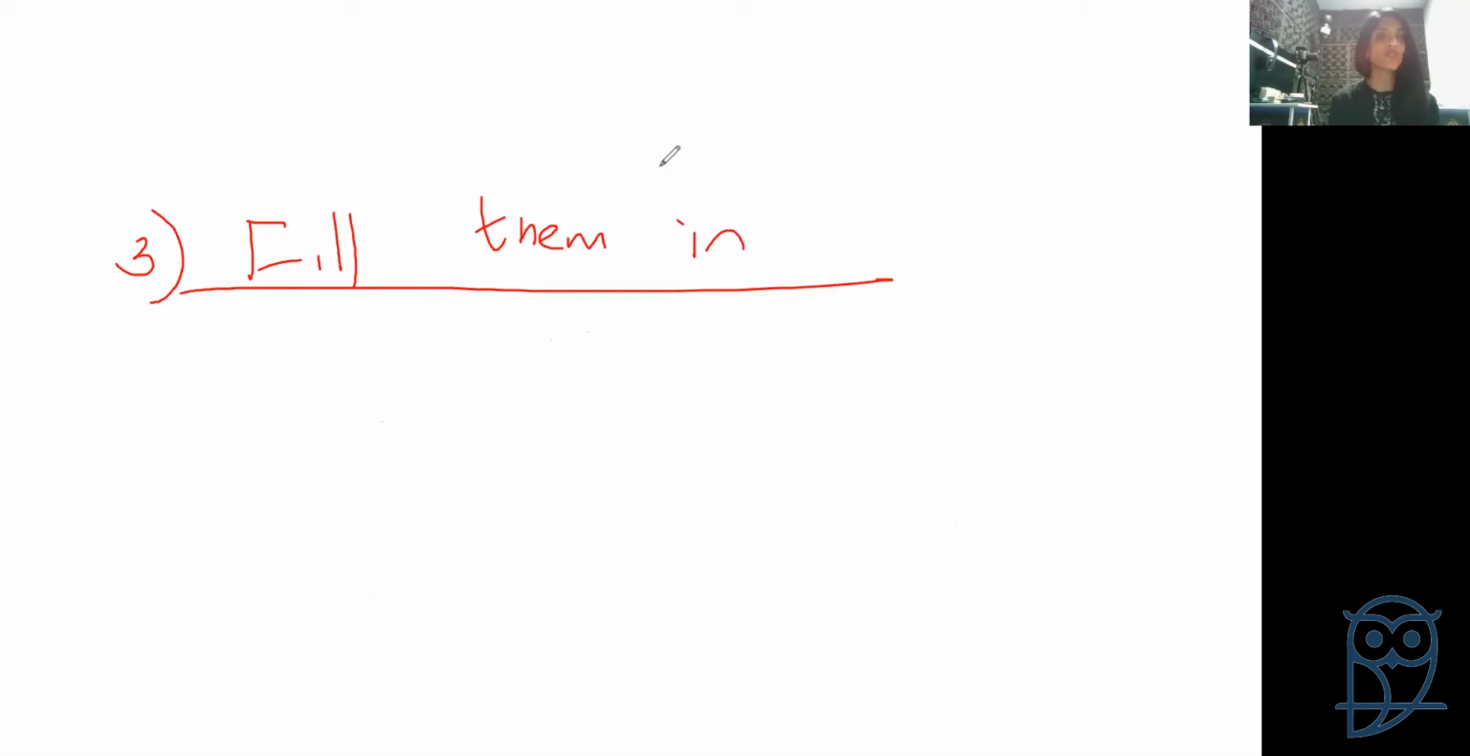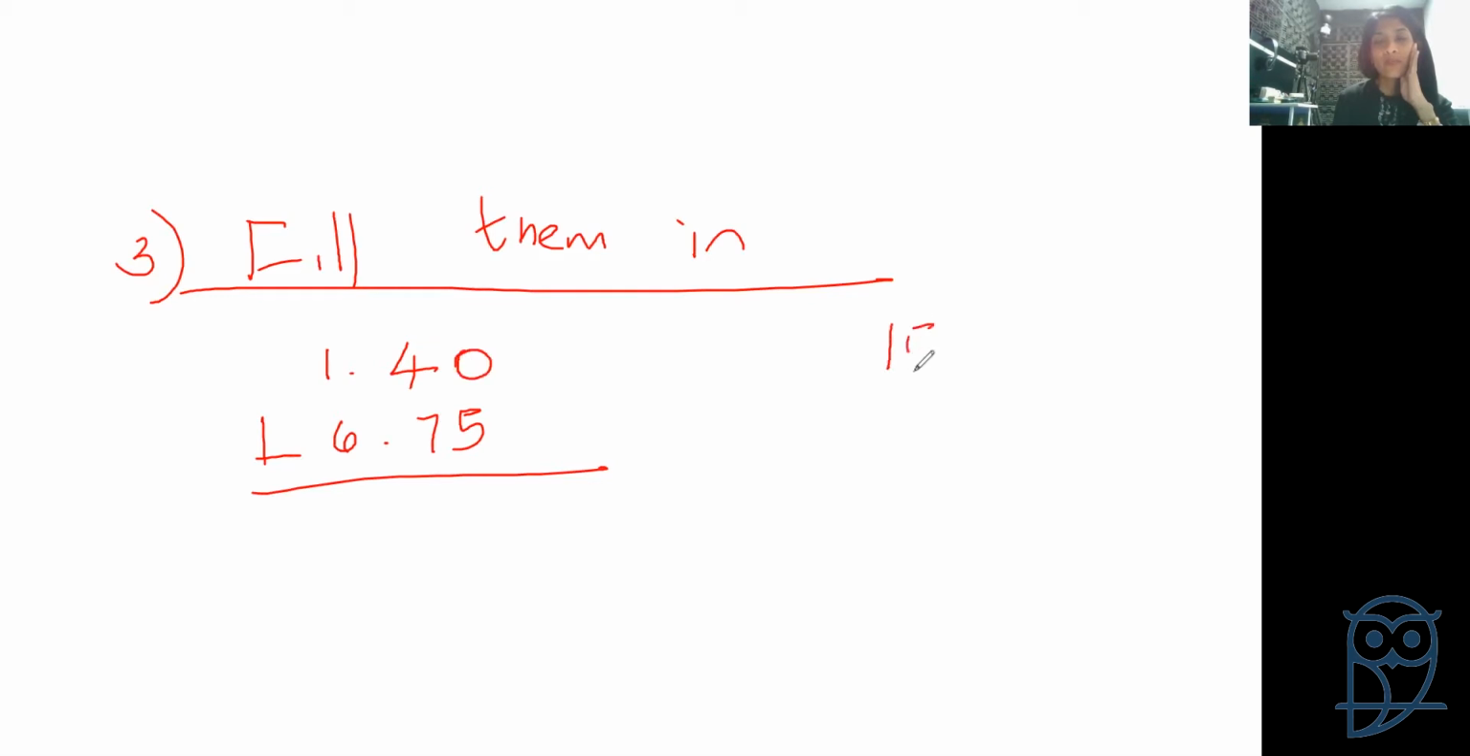What then is rule number 3? Rule number 3 is fill them in. So rule number 1 is line them up. Rule number 2 is drop it down. And rule number 3 is fill them in. What does that mean? So remember, I wrote down 4.1 and I wrote down 6.75. Do you remember that? So when I say fill them in, here goes a 0. And I had 15.1 and I said minus 7.95. Fill them in means in goes a 0.